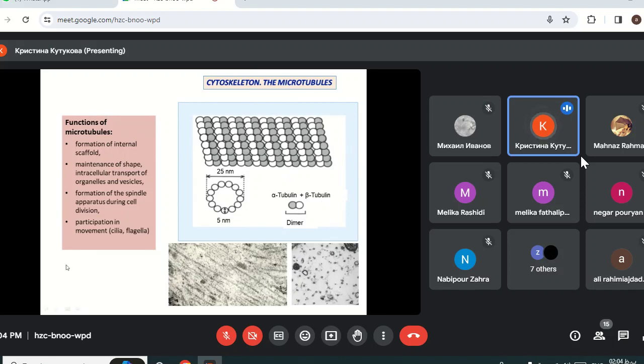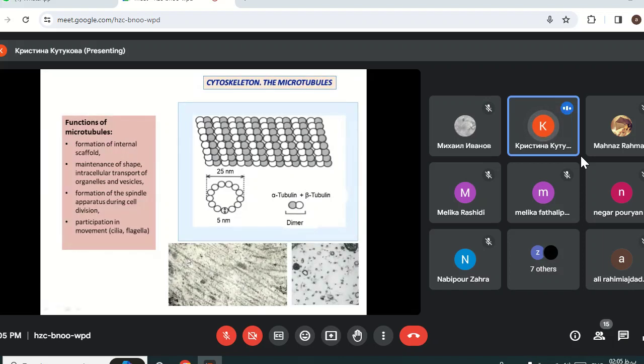The functions of microtubules include formation of internal scaffold, maintenance of shape. Also, they provide intercellular transport of organelles and vesicles. It means that every mitochondrium, for example, which is here, it is attached to this microtubule, as you can see here. Mitochondria can move along the processes of the cell. For example, if a cell has processes, there are some specific proteins which move these organelles along microtubules.